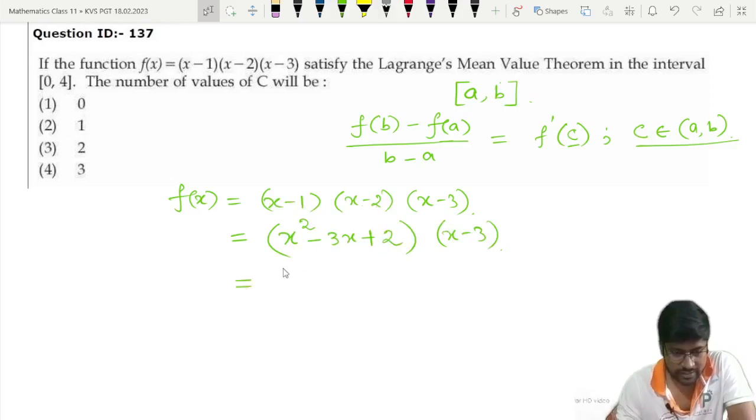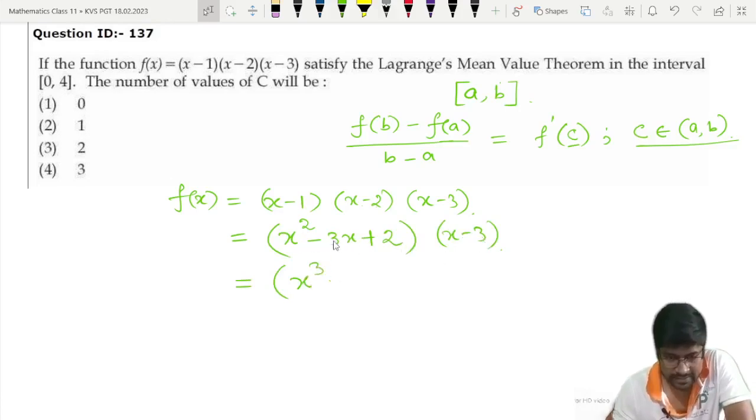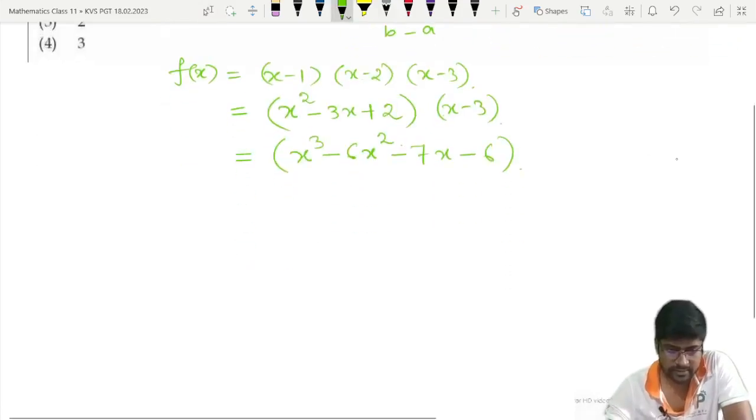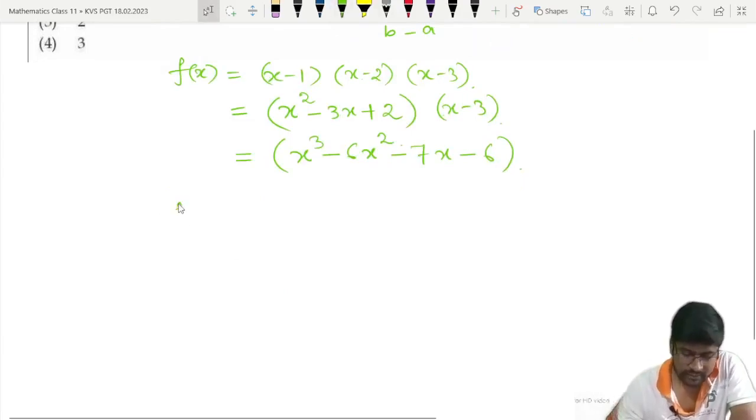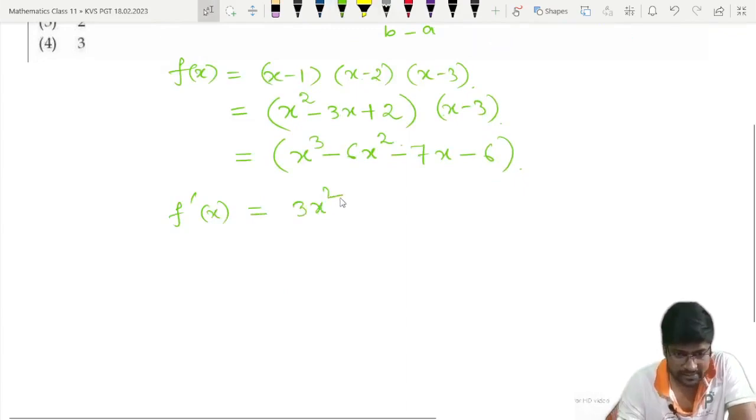So again simplify it. x square into x means x cube, so minus 3x square and minus 3x square, so minus 6x square, and minus 9x plus 2x, so minus 7x minus 6. This is our f of x. So now we can find very easily what is f dash x. Just differentiate with respect to x. So we will get 3x square minus 12x minus 7. Okay, that is our f dash x.